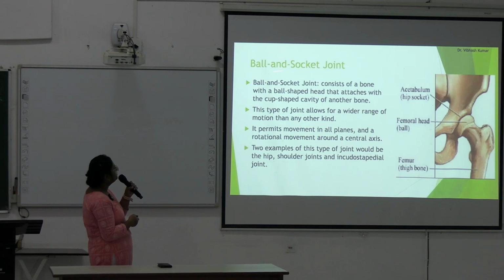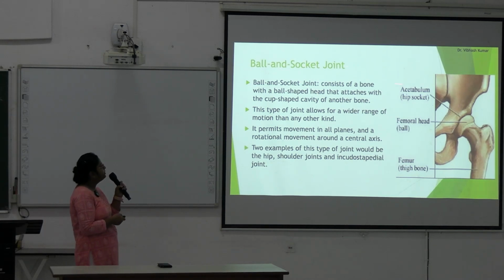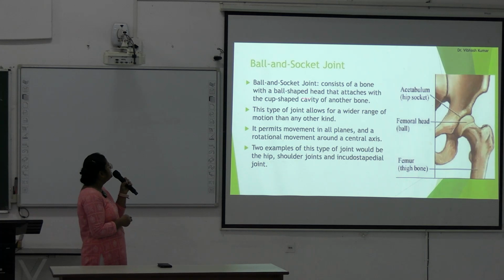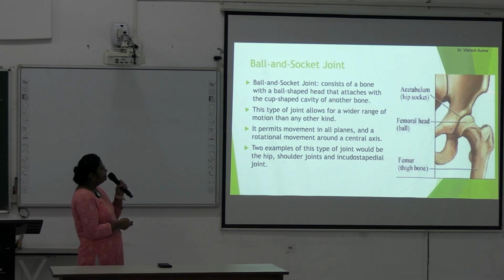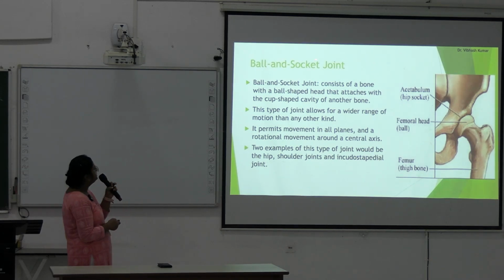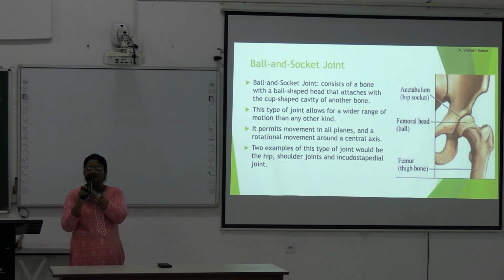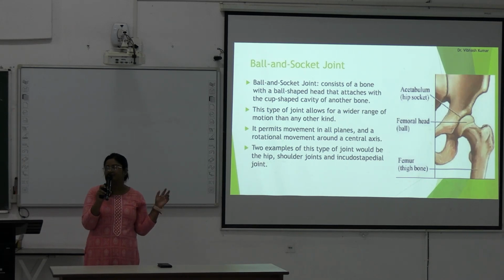Next is the ball and socket type of joint. A ball and socket joint consists of a bone with a ball shaped head. Here, the hip joint occurs between the head of the femur and the acetabular cavity, forming the socket. This is one example of a ball and socket joint. And in the superior extremity, the articulation between the humerus and glenoid cavity is a ball and socket type of joint, that is the shoulder joint.